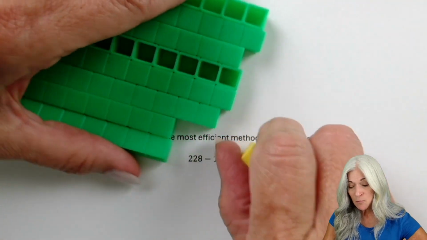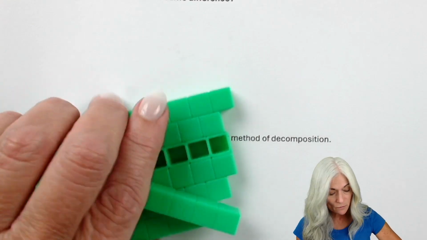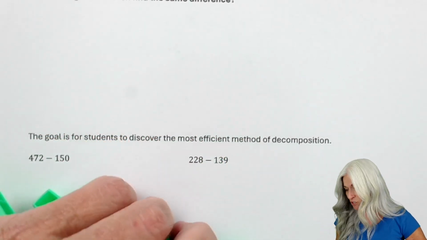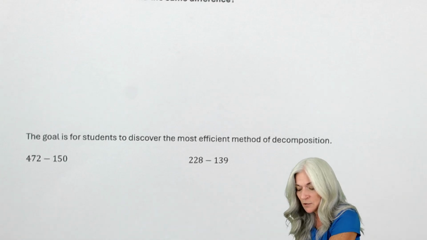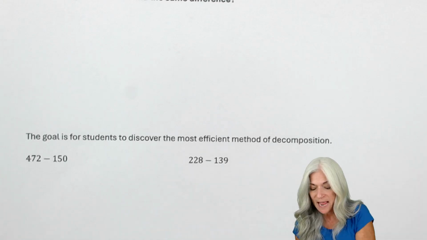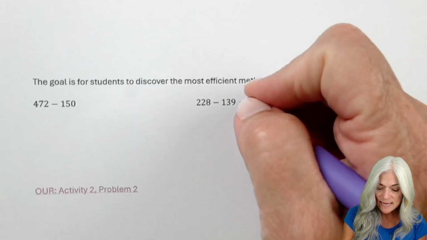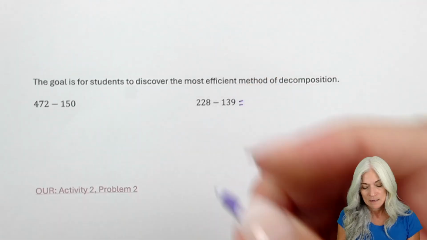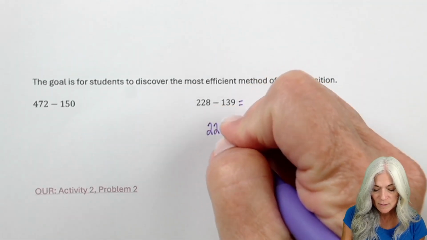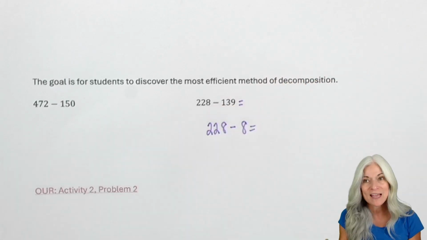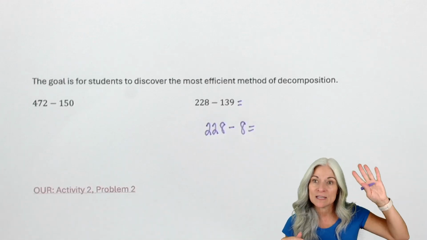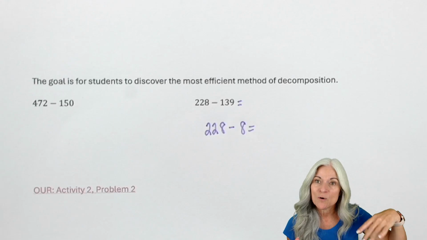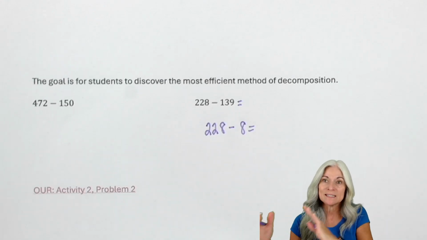Okay, so now what you can do is make the connection from the concrete model to the abstract, because we can say, all right, what did we do? We started with 228. We started by taking away the 8 ones. Now, I can't do all this at one time, but I would probably have this written on the whiteboard smartboard, and as we're working with the base 10 blocks, show this.